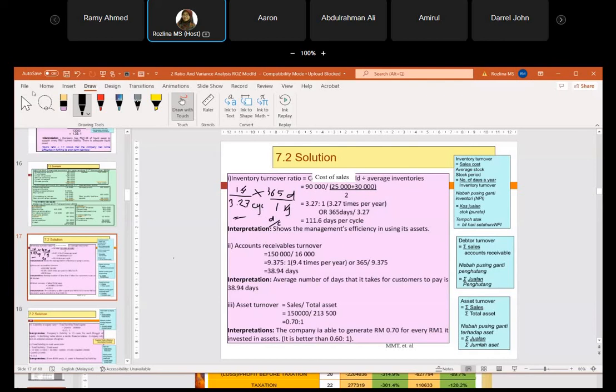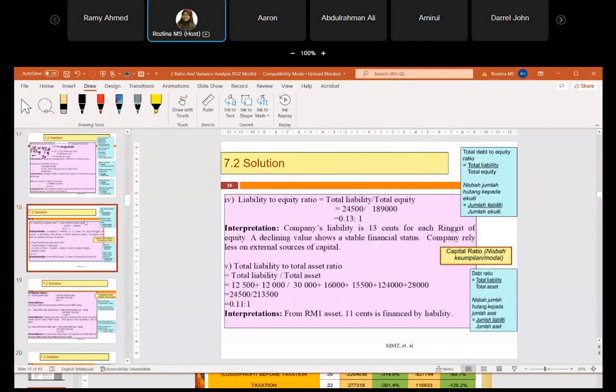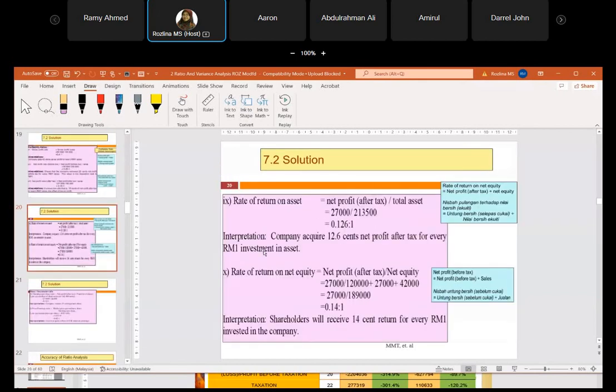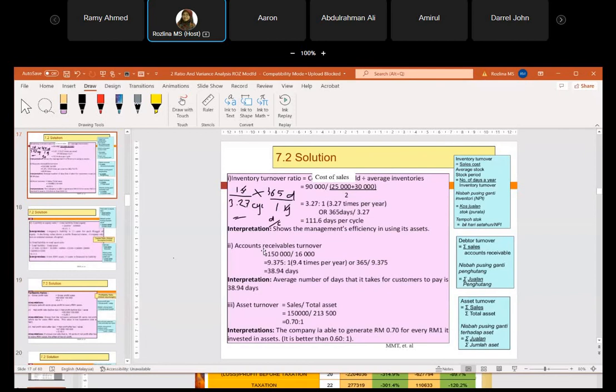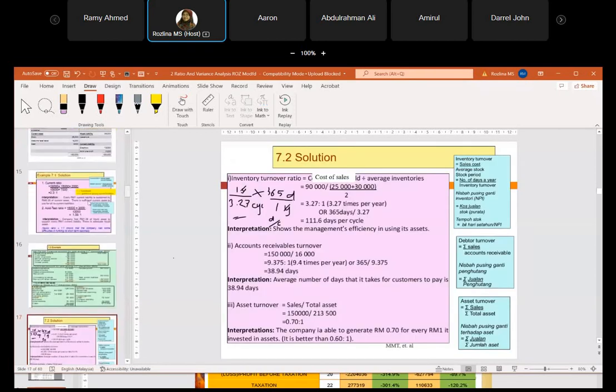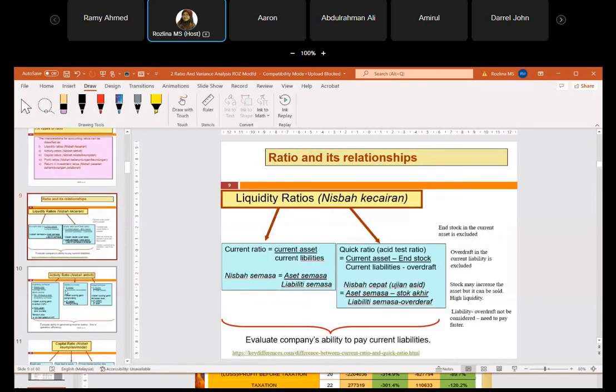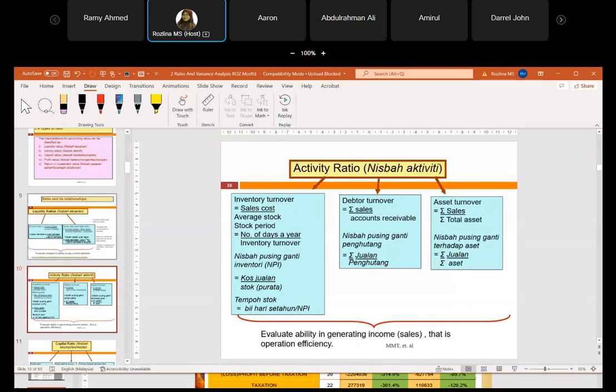Same as the others. Then for account receivable, you just read. Nothing complicated, and just use the formula here. As I mentioned just now, the important ones normally are this one: liquidity and also activity ratio. That's all.